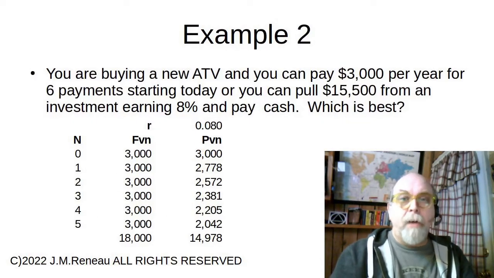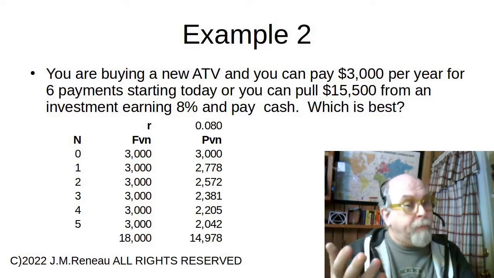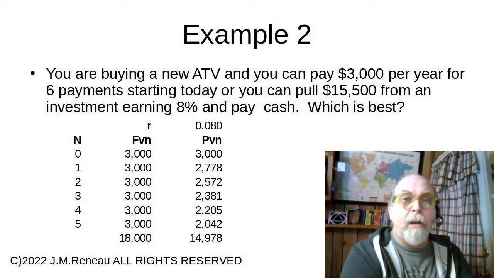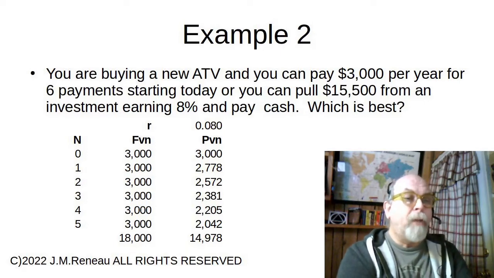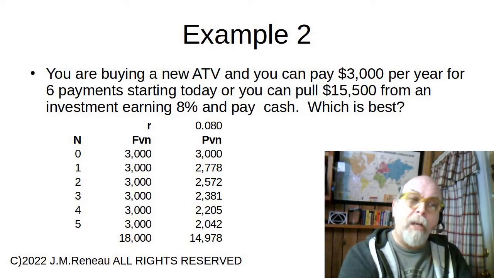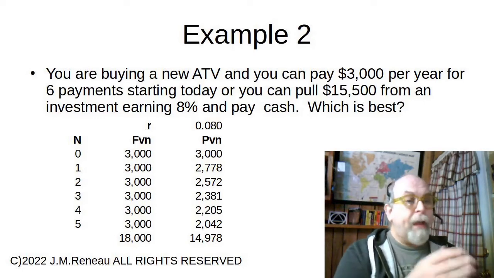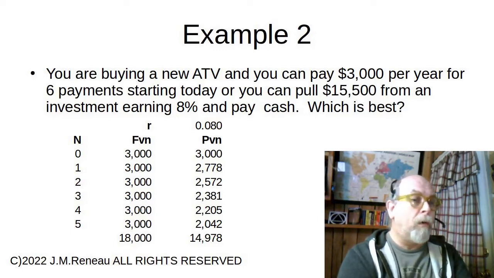Here's another example, except instead of getting money in, this example is about spending money. You want to buy a new ATV. You've got your eye on this fancy new four-wheeler you're going to take out and get muddy. You can pay $3,000 a year for 6 payments starting today. So your first payment is right now, today, and then for the next 5 years you'll be making $3,000 a year payments.